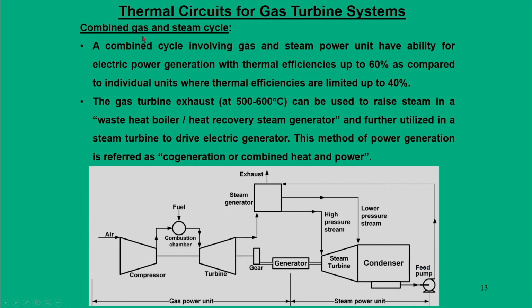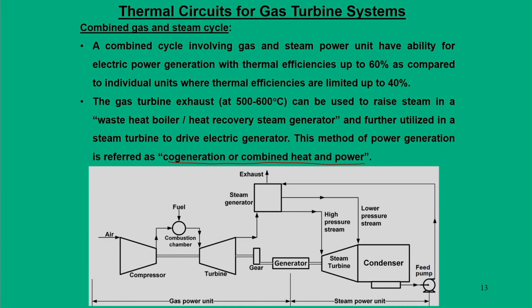The other mode is what we call the combined steam and gas cycle. Ideally speaking, gas turbine systems become a feasible option in a large power production unit if they are integrated with a steam power system. We call this a cogeneration mode of power generation, that means combined heat and power through steam and gas.